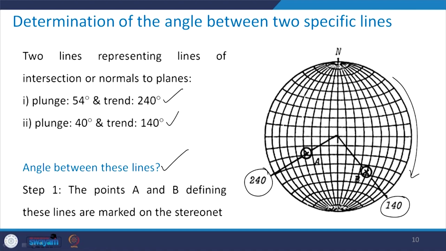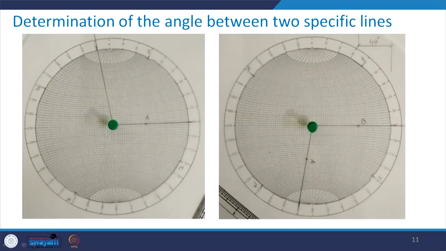So, that's how we are going to make use of this. First of all, we have this trend. Now, the question is how to locate these points A and B. Let us see. What is done here is we have this 140-degree mark, and I rotate the circle so that 140 degrees is matching here, and then I count from here. The plunge was 54 degrees, so 10, 20, 30, 40, 50 and then 2 marks.